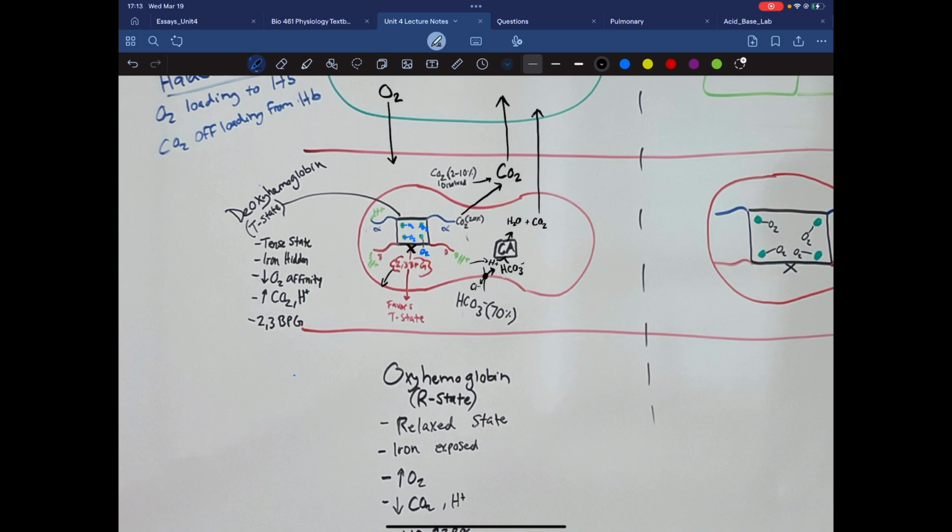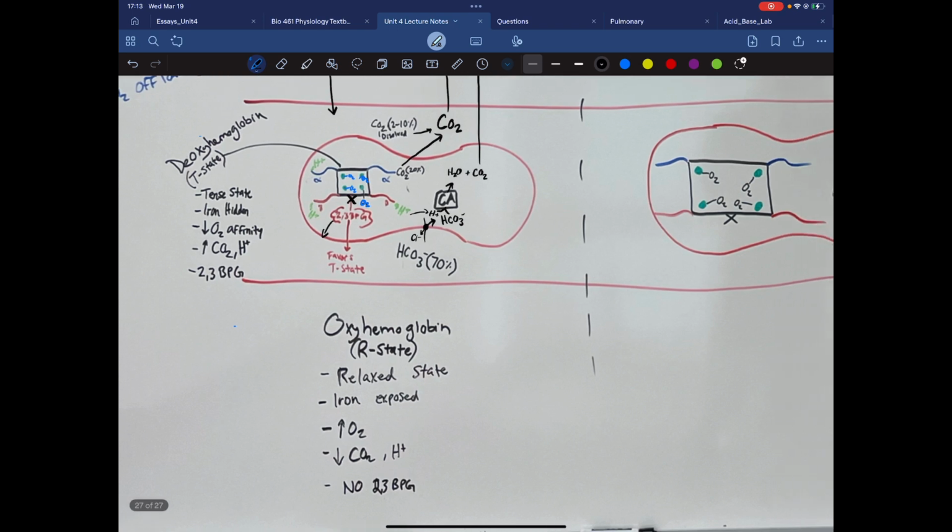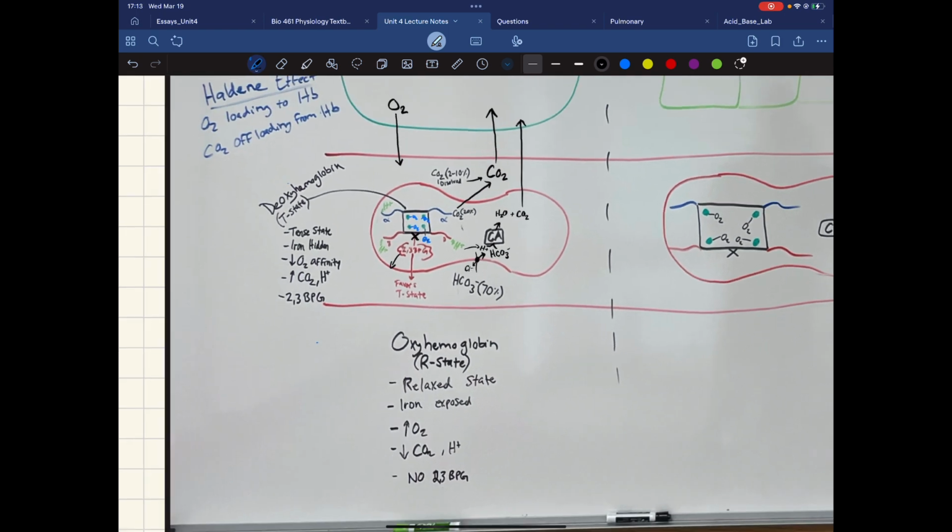And I should read in the book about how this happens, because I bet it's pretty important to this process, as I was a little confused. But the iron becomes exposed, and the iron is what the oxygen attaches to. So now oxygen has a higher affinity and can attach, and then without the 2,3 BPG, CO2 and hydrogen lose their affinity. So this is in the R state.